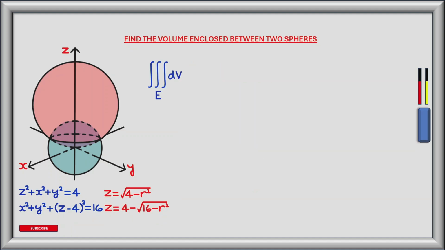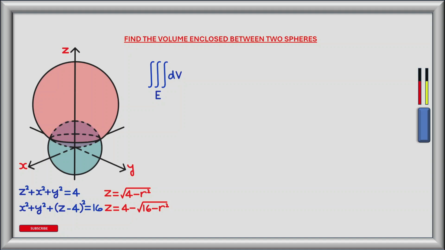To find the enclosed volume, we need to integrate over the region, which we'll call E, and some infinitesimally small pieces of volume, shown here as dV. We need to unpack this and define our region using cylindrical coordinates.